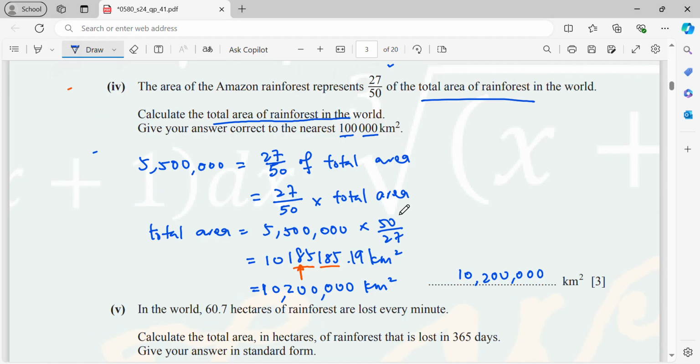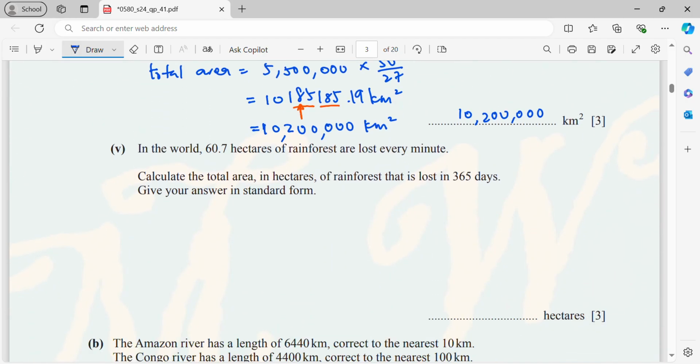Alright. Now part 5. In the world, 60.7 hectares of rainforest are lost every minute. Calculate the total area in hectares of rainforest that is lost in 365 days. Give your answer in the standard form. So now, every minute, it will be 60.7 hectares. So now, we have to convert the days into minutes, right?